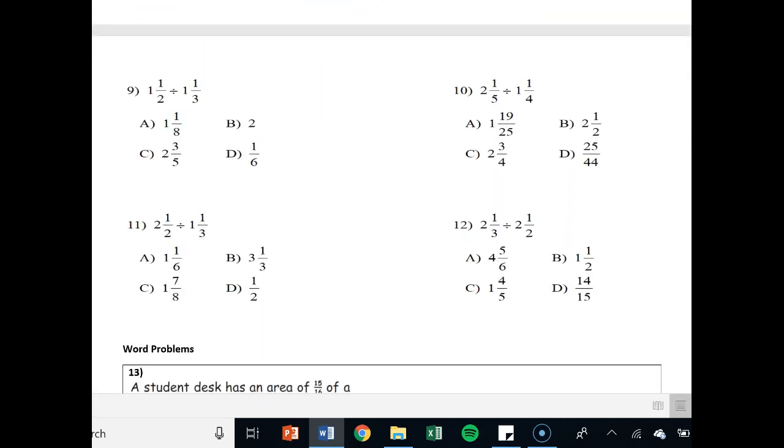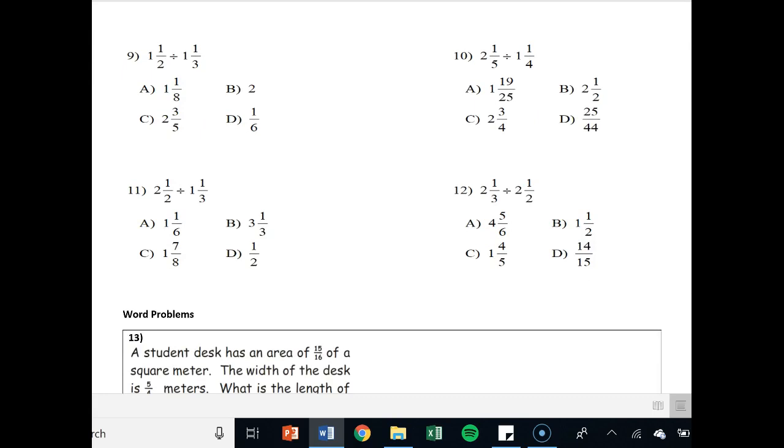Okay? Number 9, 1 and 2/2 divided by 1/3. So what I'm going to do first is change these to improper fractions. My first improper fraction is 3 over 2, still divided by 4 over 3. Now that I've changed them, now I'll flip them. I don't try and flip them all in one swoop because then I might get confused by what fractions I originally had and what fractions I should have flipped and whatnot. It's much easier this way.